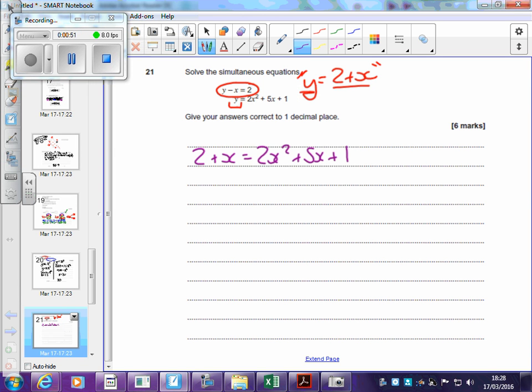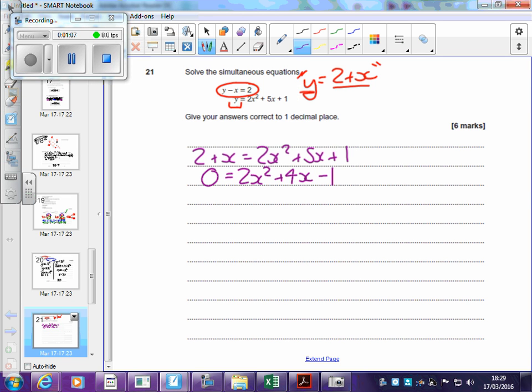Okay, so I've substituted the easy one into the second one to get that. I'm now trying to solve this equation here, which is a quadratic. Whenever I'm solving quadratics, I have to make them equal to 0. So I'm going to move the 2 and the x across to the other side. When I move the x, it's going to subtract. It's going to leave me with 4x here. 2 is also going to subtract, so I'm going to get minus 1 there.